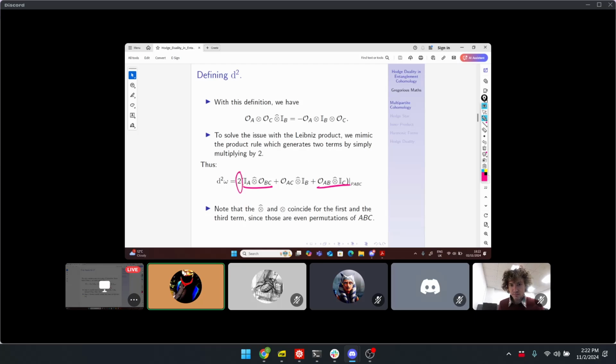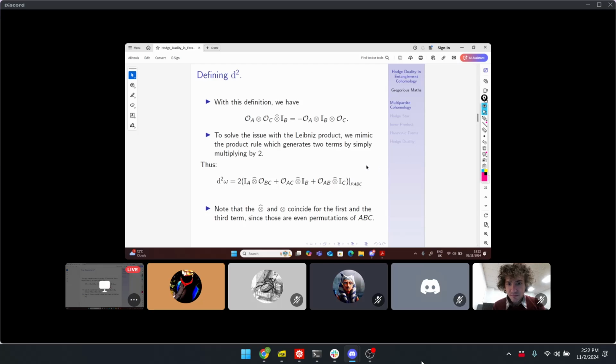And this 2 here is dealing with the Leibniz rule, because when you prove the Leibniz rule for de Rham cohomology, you use the product rule. But obviously, because we're not working with functions and derivatives, there is no such thing as the product rule. Now, the product rule generates two terms. So, in this case, we'll just multiply by 2, and that turns out to work. So that's what this factor of 2 is doing. And that's why we have these shuffled tensor products.